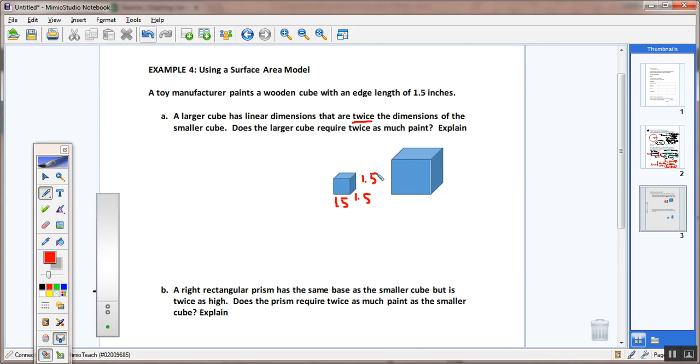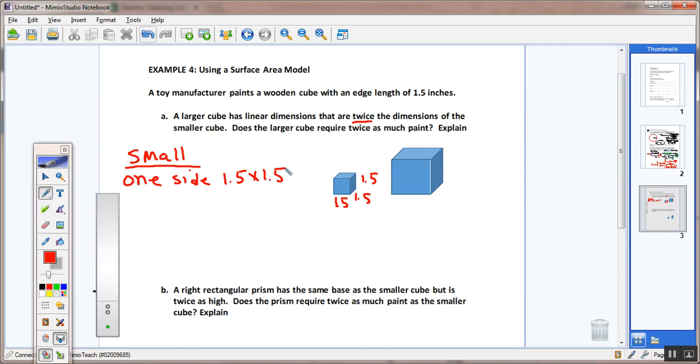Okay, what's true about all faces of a cube? They're all the same. And in a cube, how many equal faces are there? 6. 6 of them. So let's talk about this right here. Let's talk about the smaller cube. Okay. One side's area would be, wouldn't that be 1.5 times 1.5, kids? Whoops, made a mistake there.